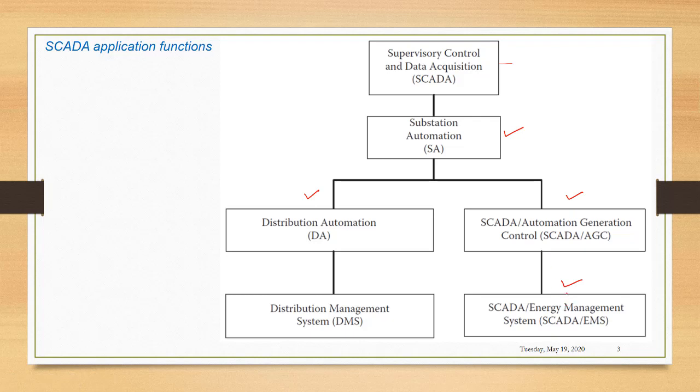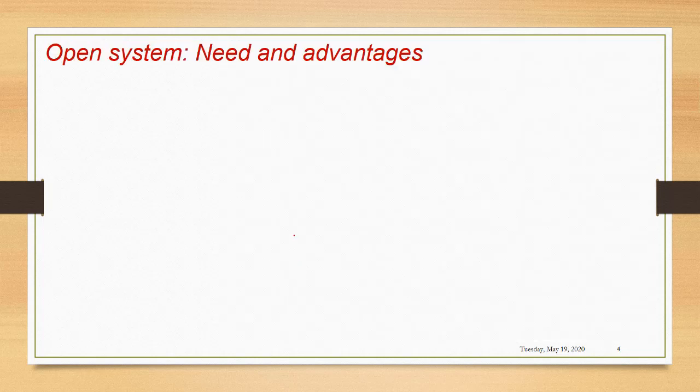And then in the transmission system, where it is operating as the system operator, SCADA is also used for energy management application, which is the most important application, you can say. And then on the distribution side, the SCADA application is for distribution automation and the distribution management system as well. So let us see how SCADA is implemented.